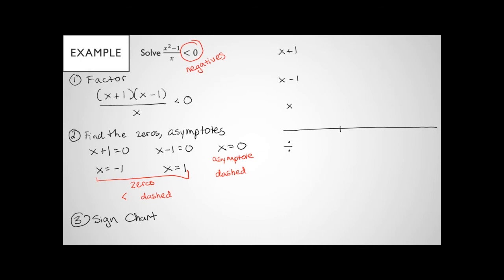So I've got to put in my numbers here. I've got a -1, a 0, and a 1. So all of these have dashed lines. So I'm going to have very badly straight dashed lines.